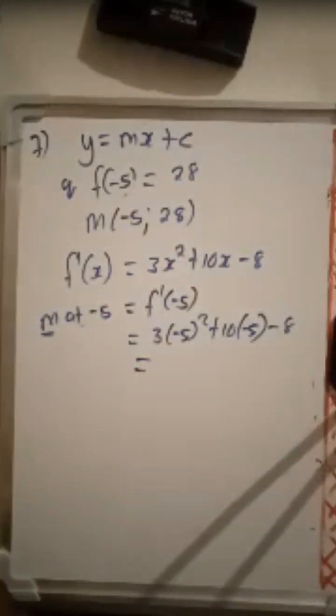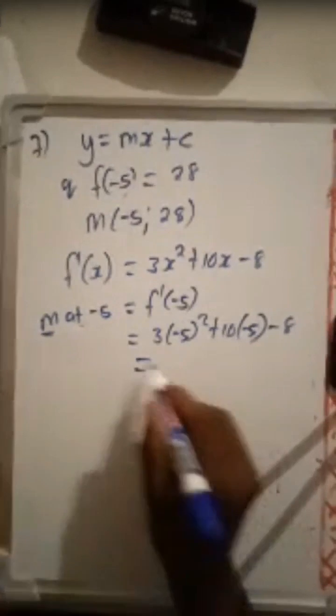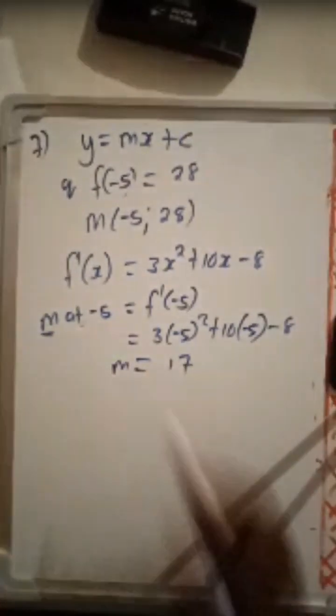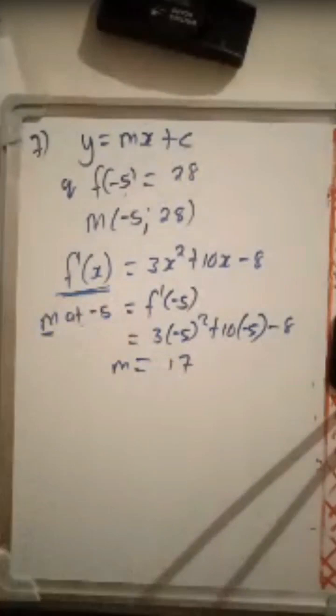3 into negative 5 squared plus 10 into negative 5 minus 8. I got something like 17, if I'm not mistaken. I got that m is equals to 17. That is the gradient. Okay, we have used the gradient function. Remember that this one is the gradient function. Okay, so we go back there.